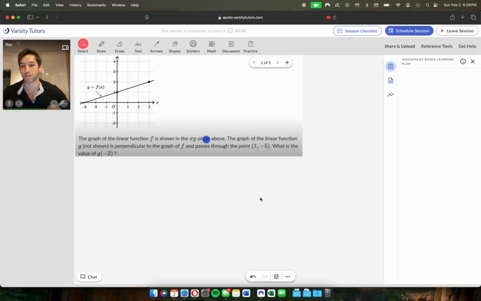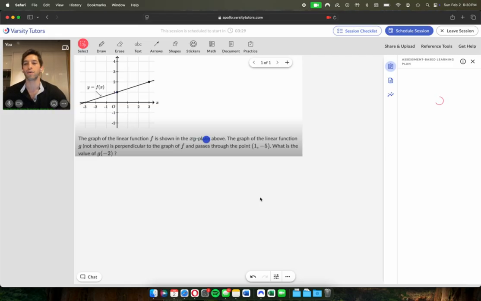Let's jump right into this question. The graph of the linear function f is shown in the xy plane above. The graph of linear function g is not shown and is perpendicular to the graph of f, passing through the point (1, -5). What is the value of g(-2)?